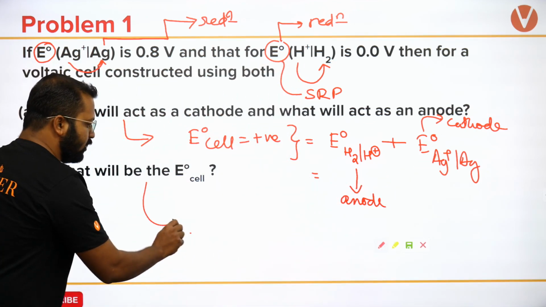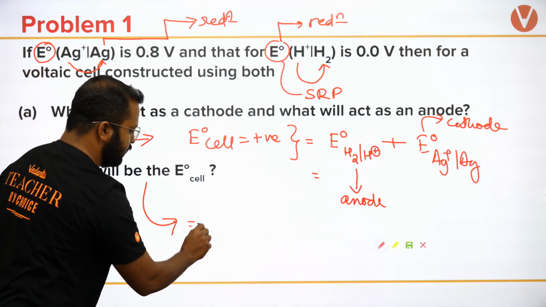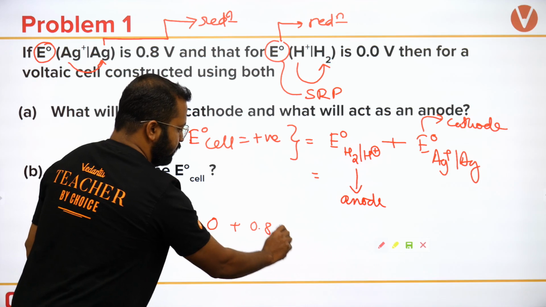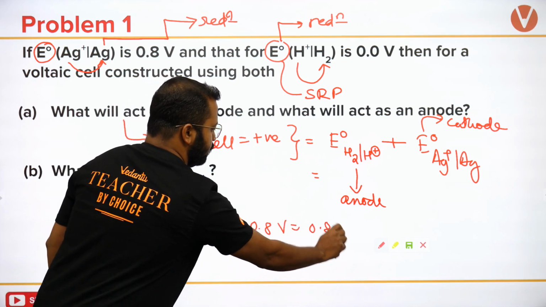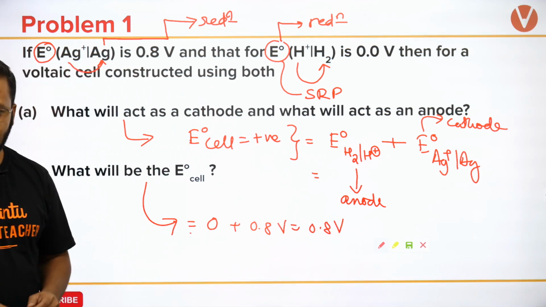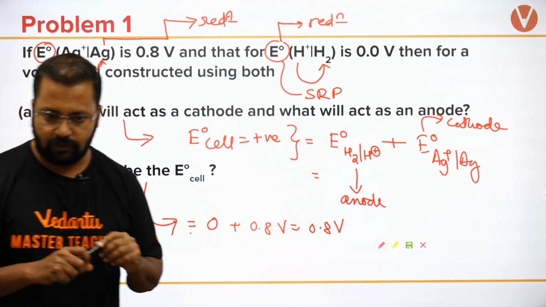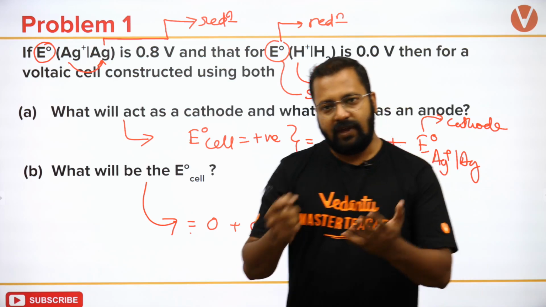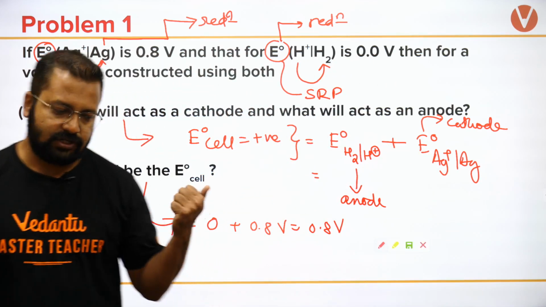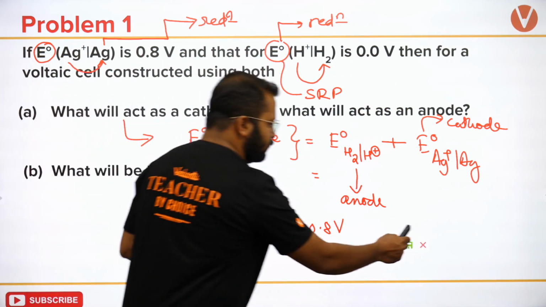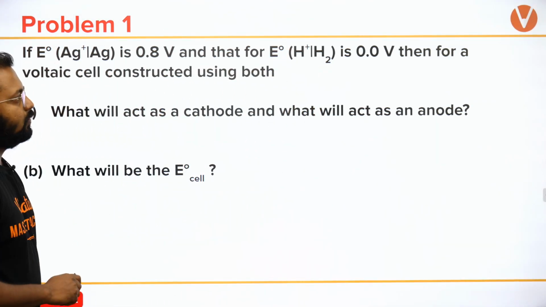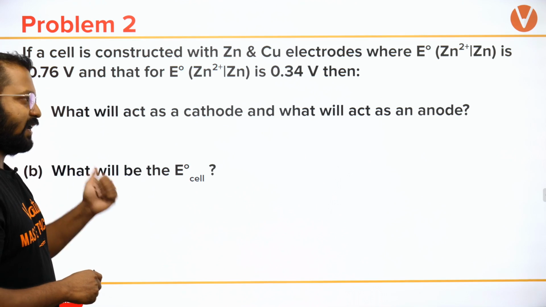What will be the E naught of the cell? E naught of the cell will be 0 plus 0.8 volts. 0.8 volts. Ritika, Ajay, Anit, Shreya, very good. This is a very, very simple question. Now, let's move on to the next question.